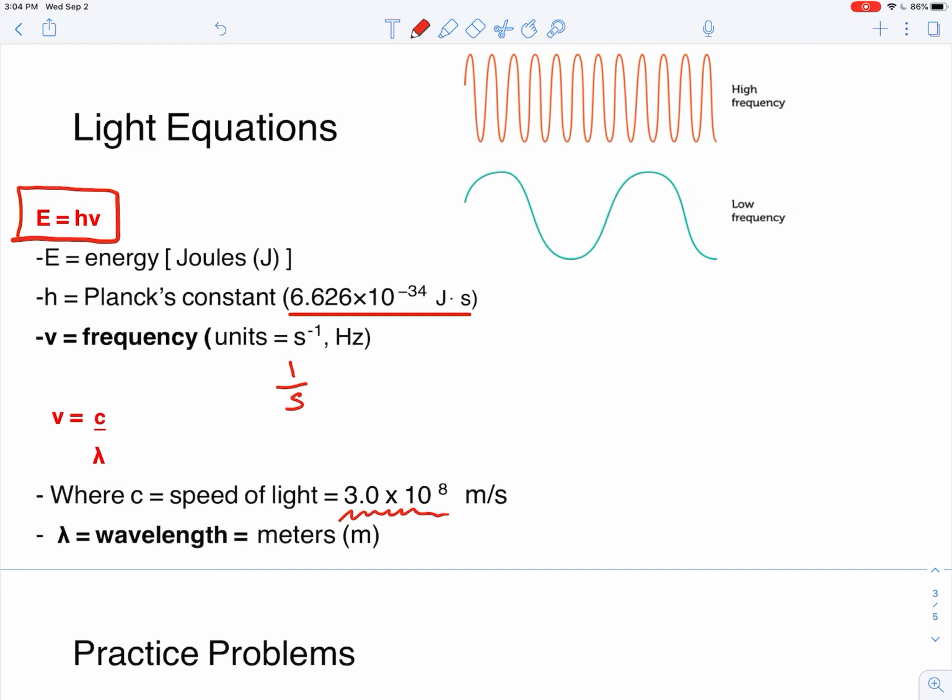So just to review, remember frequency is how often a wave repeats a cycle. And then a wavelength would be the distance from the bottom of one wave to another. So this is your wavelength.